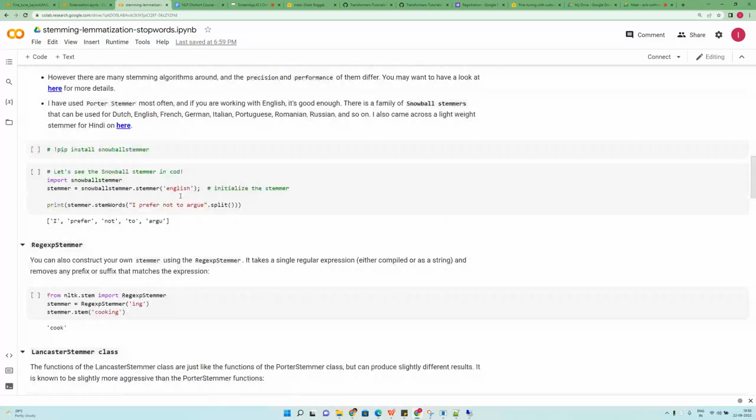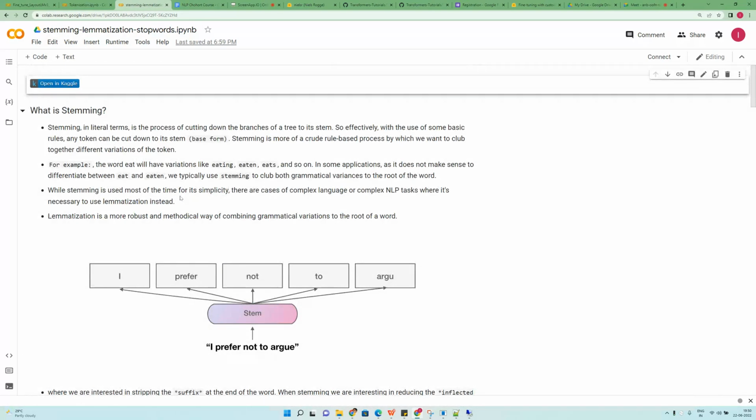So the next one is about stemming and lemmatization. What is stemming and what is lemmatization? Stemming, in literal terms, is the process of cutting down the branches of a tree to its stem.